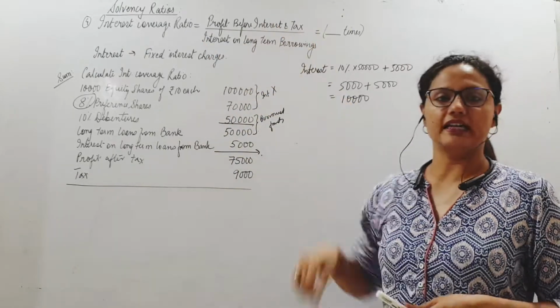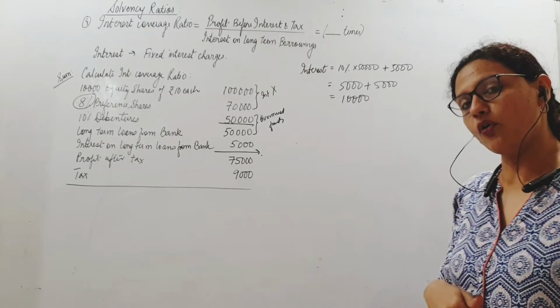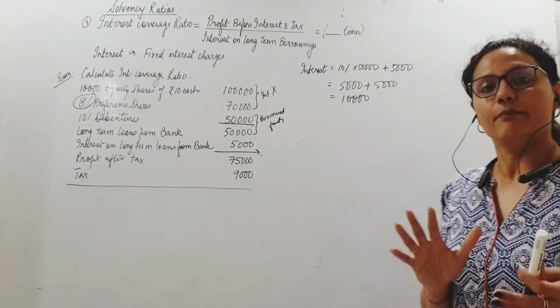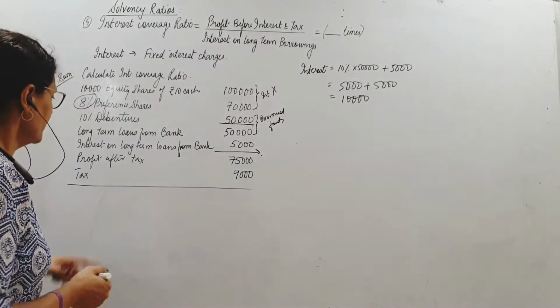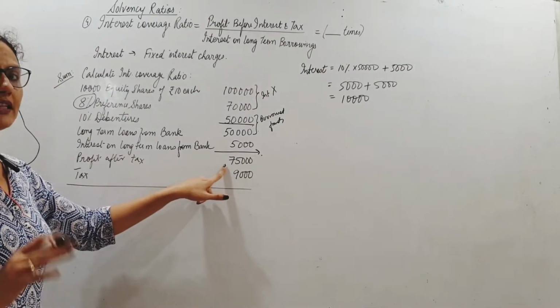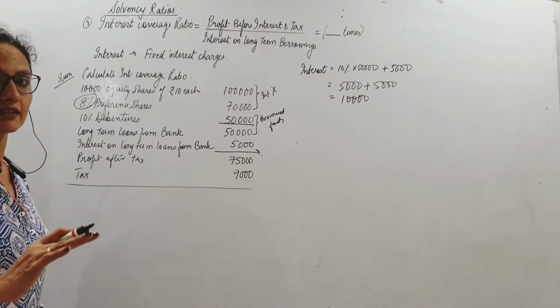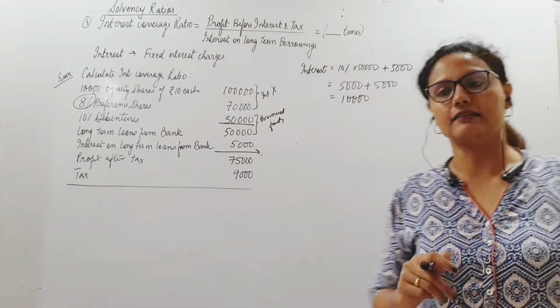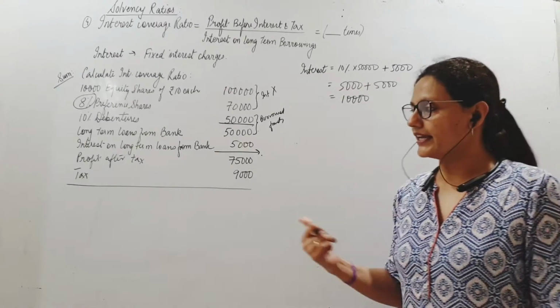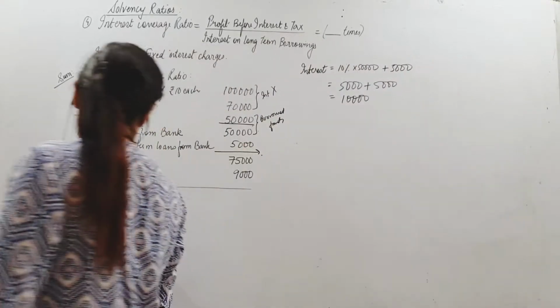Now come to the numerator. How much is profit before interest and tax, meaning before charging tax and before charging interest? Is it given to me? Profit after tax is given to me. After tax is the final value. For this you need to very clearly understand how we arrive at the profit after tax figure.